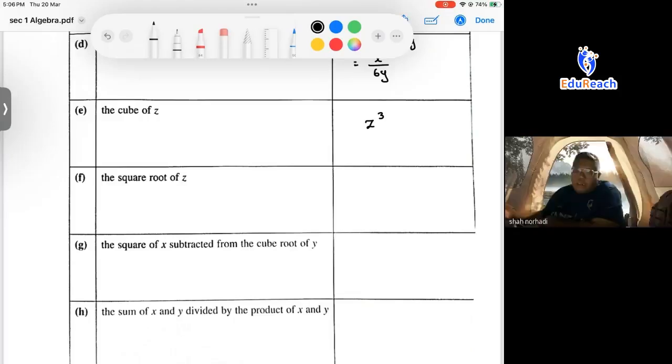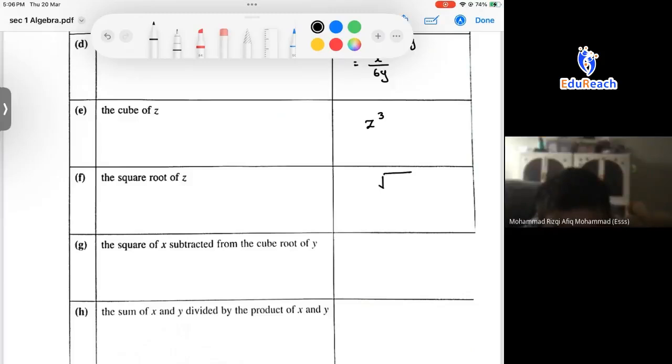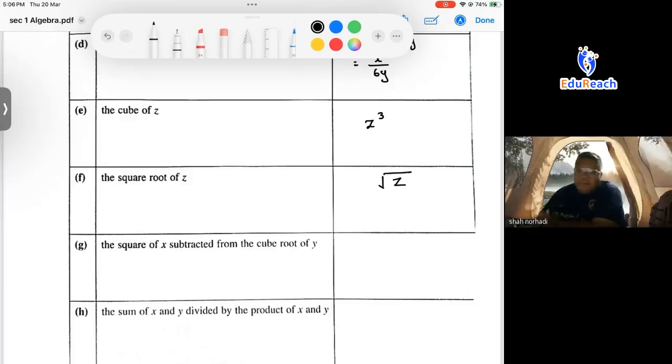So Rizky, number F is what? Square root of Z. So you get square root of Z divided by Z. All right. Now how about the next one?